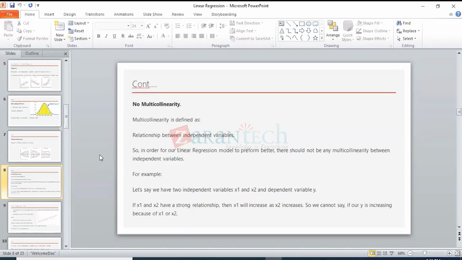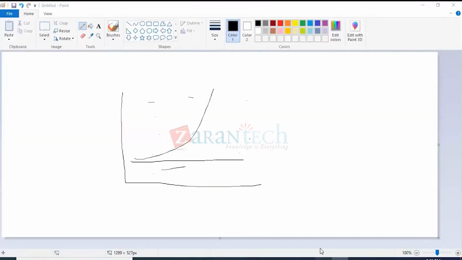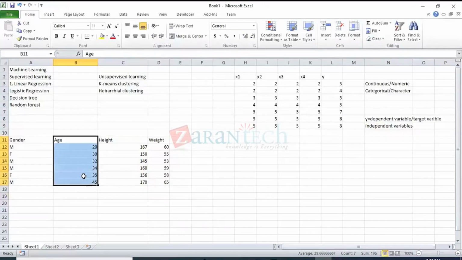There are some extensions of linear regression, lasso regression, and Ridge, something like that. There are some extensions of linear regression. So what they will do is they will try to suppress the effect of one of the variables.